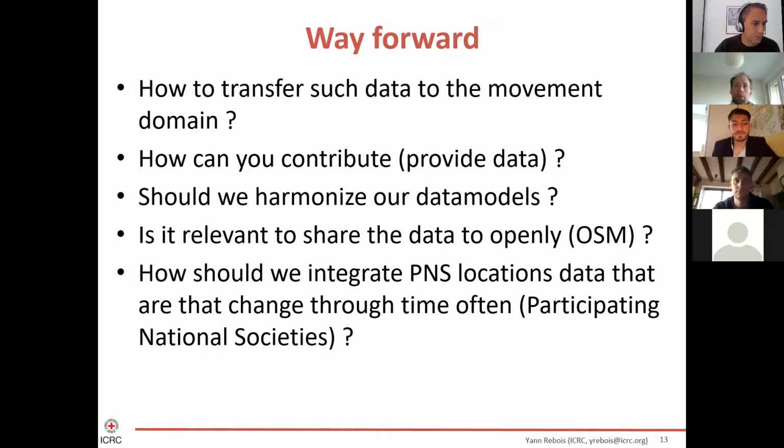Again, having a common pool for the movement of national society locations will make sense. Once the management is okay, it could be hosted through the Argus Online platform, or it could be hosted by the ICRC if needed at one point. Of course, it would be better if it were the ICRC, but we should have one unique source of data, because otherwise it will be a nightmare.